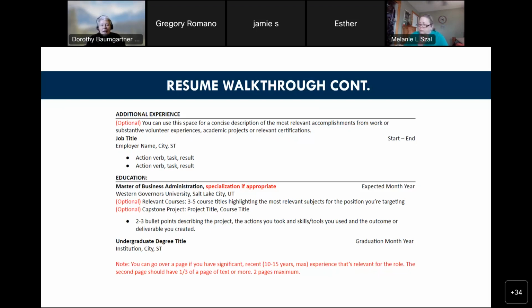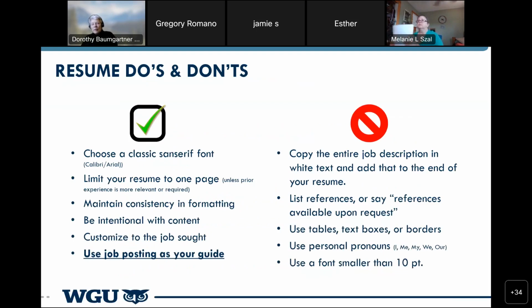All right, I'm going to move on to make sure we get to some of our other tips here. Just a little bit of review. I've talked about some of these, but just to reiterate, you want a classic sans serif font. That's what this looks like here. You want to limit it to 1 page. If you have really deep experience, if you've had director or manager level roles, you're probably going to have more than 1 page. But again, you want to make sure that you don't go beyond 2.